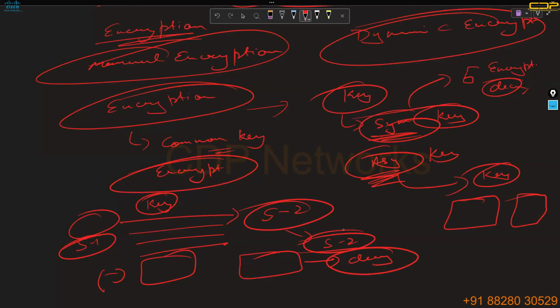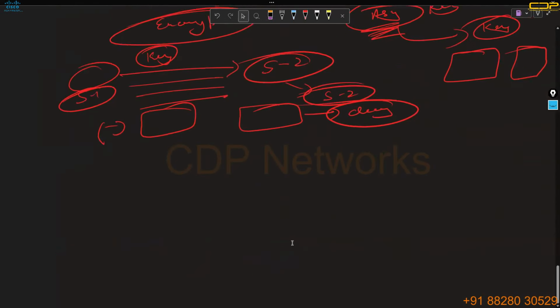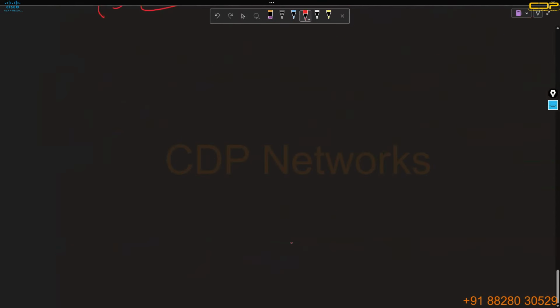So here I have told you the three parameters, like the hash parameters. We will talk about how this also works. Here, hash. Why do we need hashing? Hash is used for integrity. What do you guys understand by integrity? Anyone? Can anyone tell me why we need integrity?